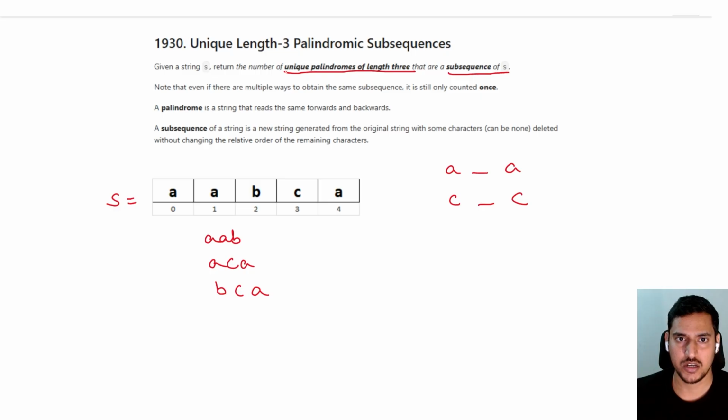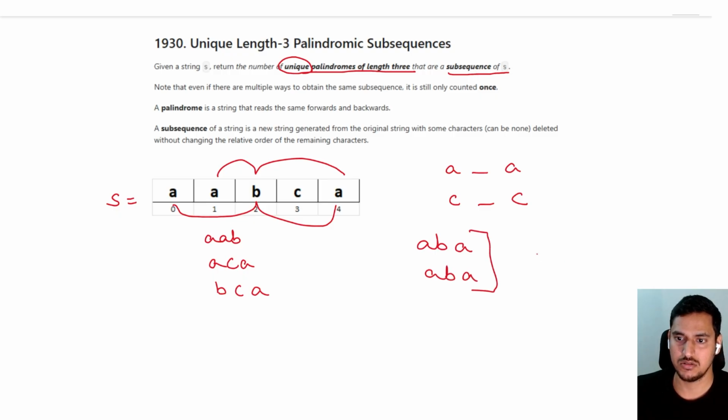The third thing is that you have to only consider the unique answers. For example, ABA. This is a valid answer, but so is this A with B with A. Both of them will be counted as only one. That way we have to find unique palindromes in the given string.